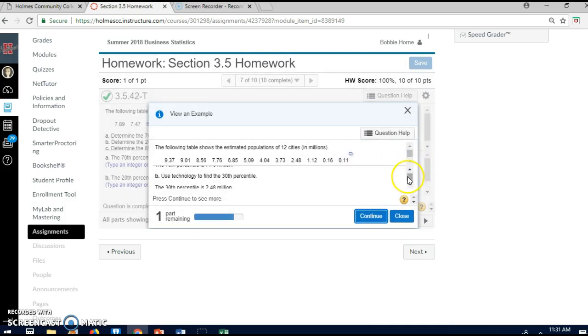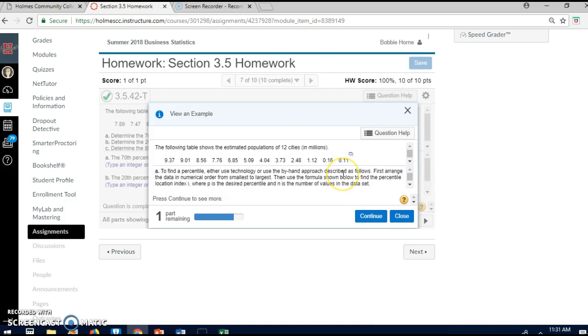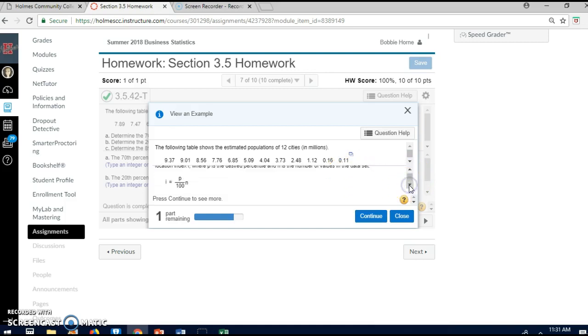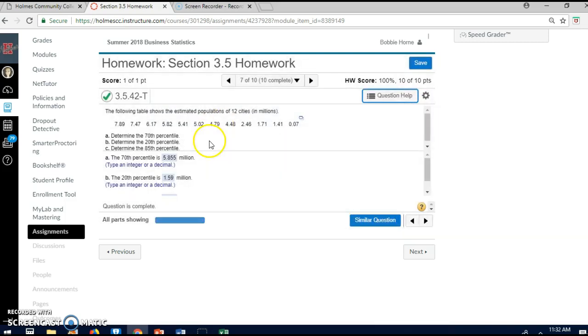it says use technology. So this is something you could do. P over 100 times n, and I think we did this already. So 70 over 100 times n. Yes, we did this already. Determine the 70th percentile. But on this one, I would recommend that you use technology, which means use Excel.